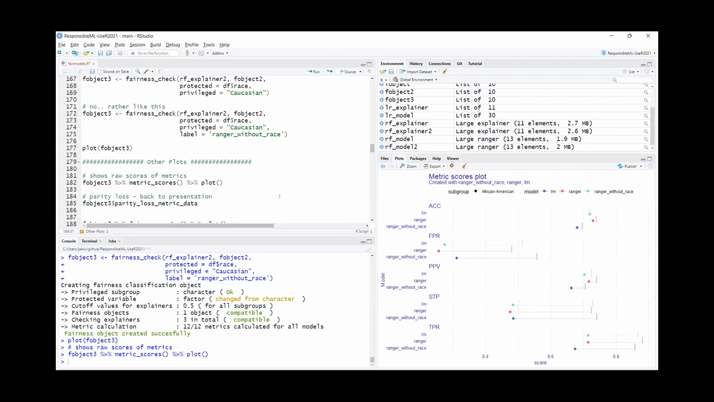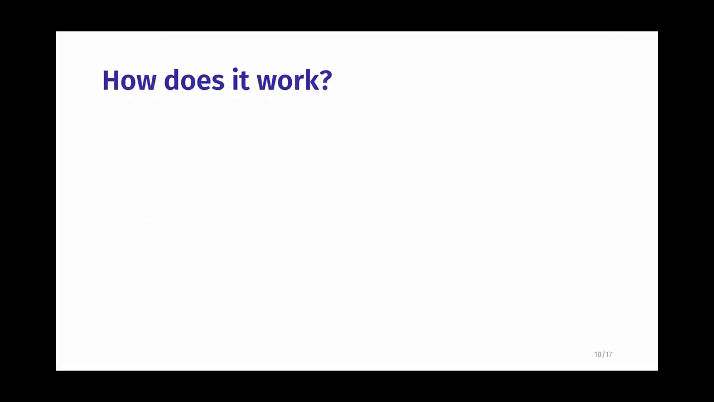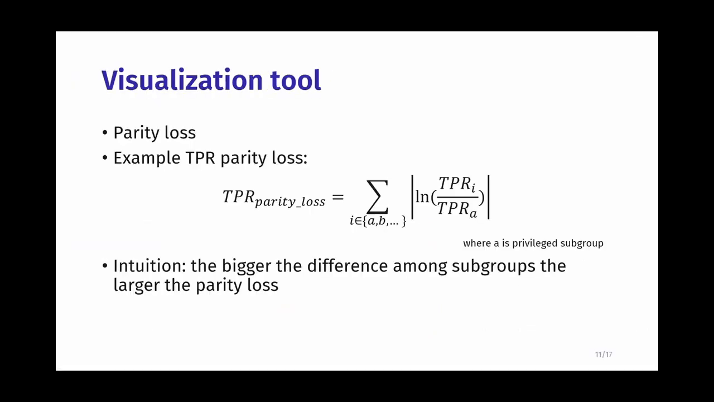But there are other ways to visualize this bias. And we'll now learn a tool that will allow us more flexibility. So this tool is called parity loss.